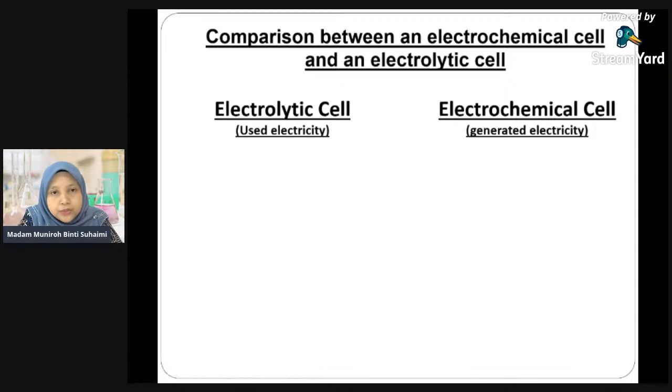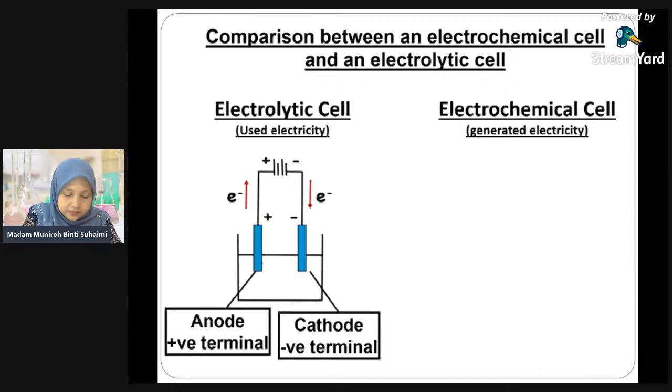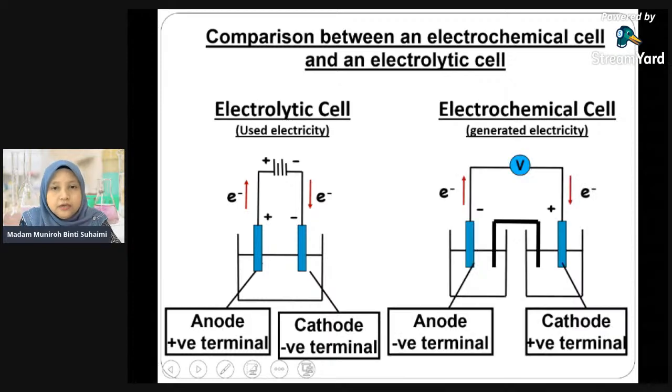This is a comparison between an electrochemical cell and an electrolytic cell. We have learned about the electrochemical cell in a previous lecture. So, the difference: we can see the difference between the electrochemical cell and the electrolytic cell. The electrolytic cell uses electricity, and the electrochemical cell, or galvanic cell, generates electricity.